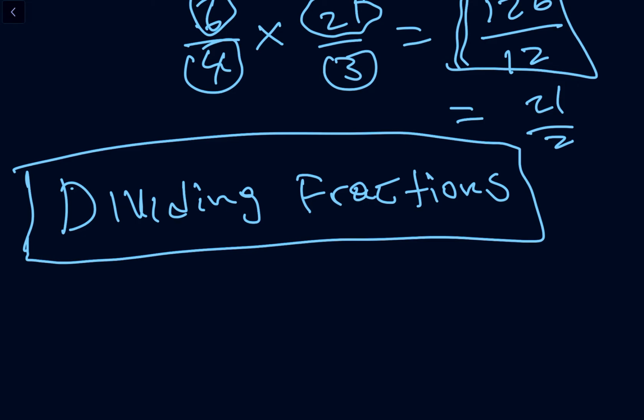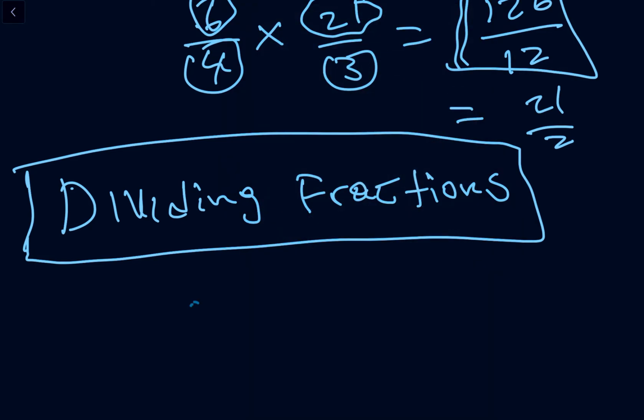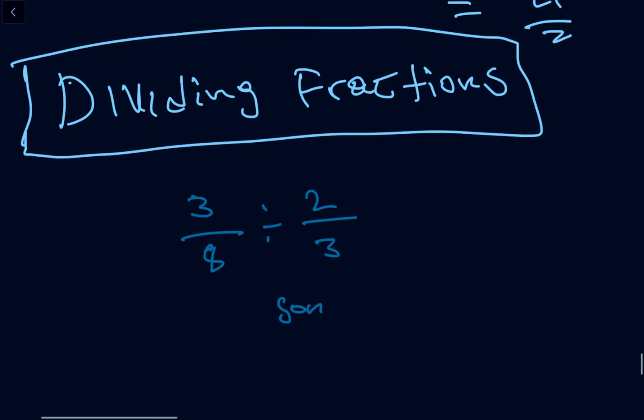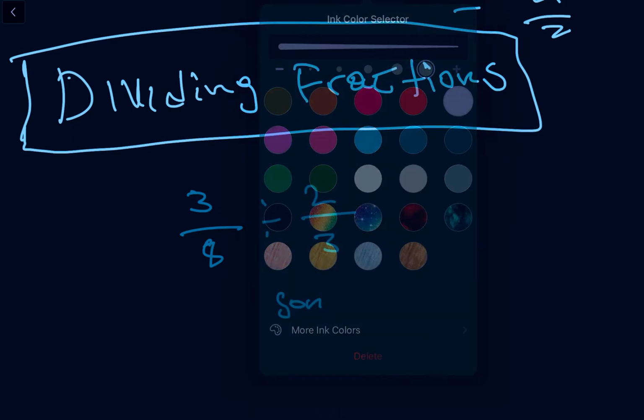We have 3 over 8 divided by 2 over 3. Solution: in dividing fractions, it's a little different because we have to make a swap and change this division sign to multiplication. So how do we do that?